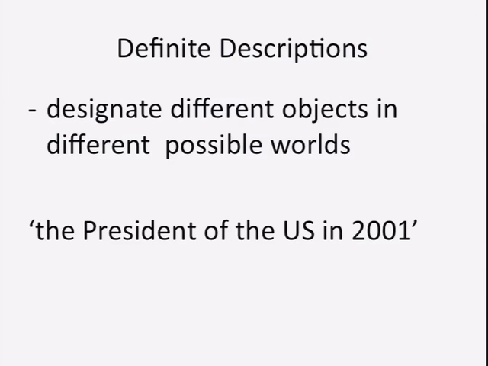Definite descriptions designate different objects in different possible worlds. They just specify a role that different objects could fill in different possible worlds, like the President of the US in 2001. Kripke doesn't say what you'd call something that's not rigid, but I guess it's flexible. It's a flexible designator. It kind of flexes as you go from world to world. So definite descriptions are flexible designators.